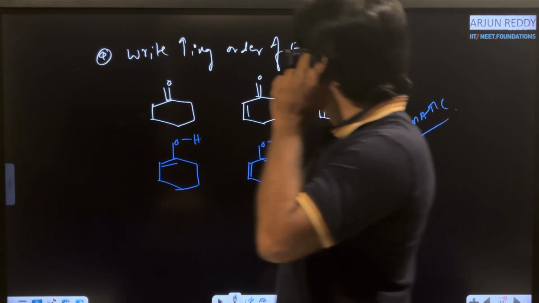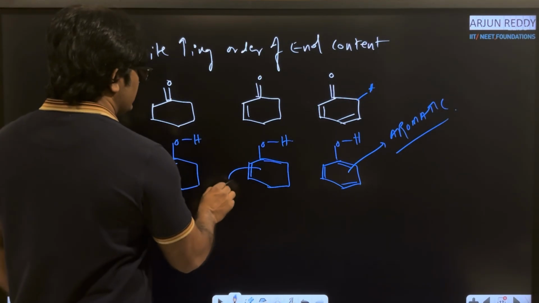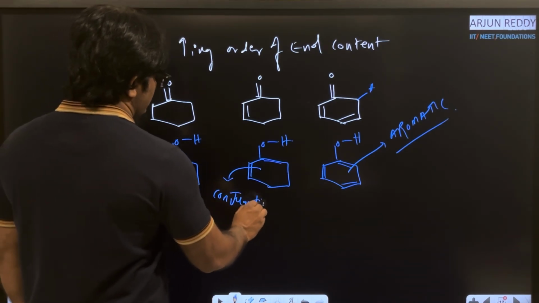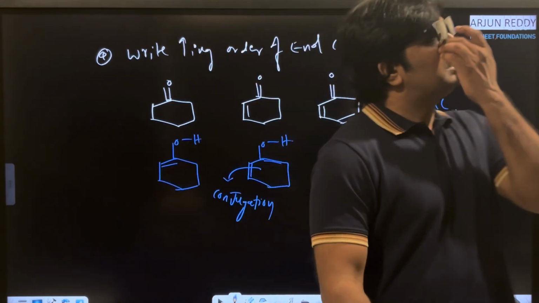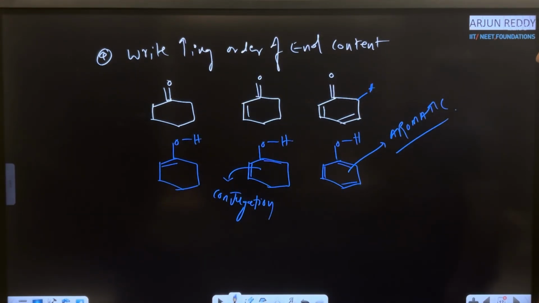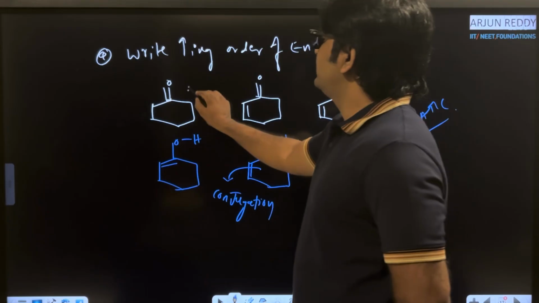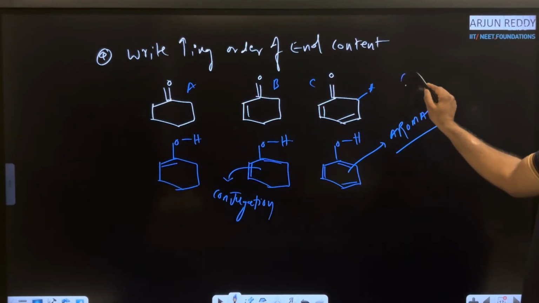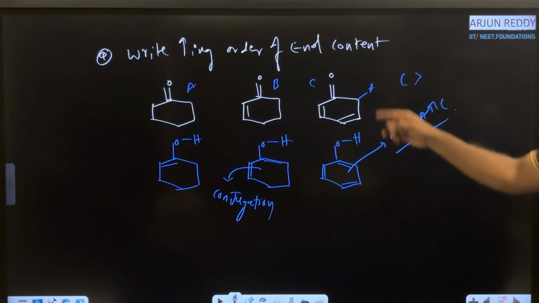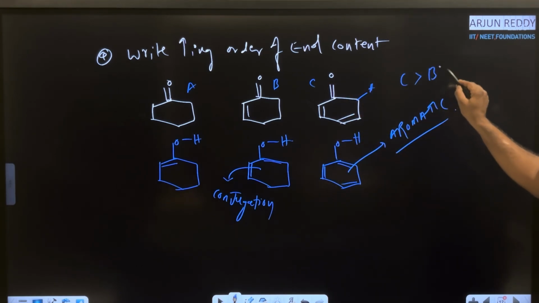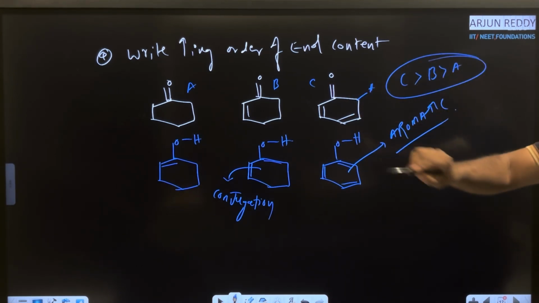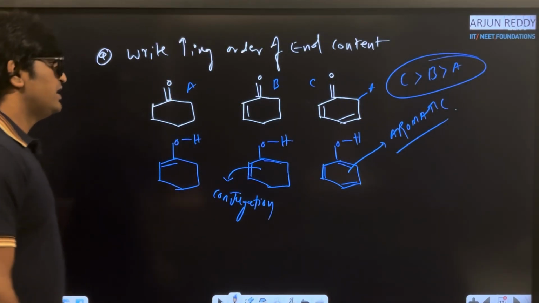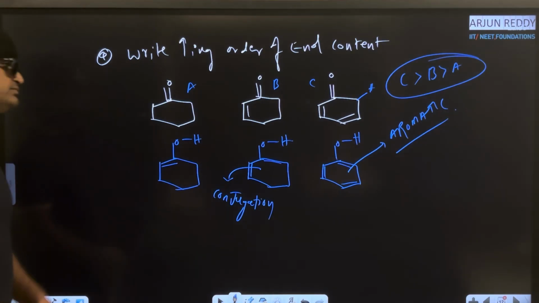But what is the different feature? In second compound, it has conjugation between two pi bonds, pi sigma pi. There is a conjugation. And if you want to give the stability order, let it be compound A, B and C. Which one giving high stable enol form? C. And second priority because of that conjugation, B. And last priority given to A. Okay. That is the answer. C greater than B greater than A.